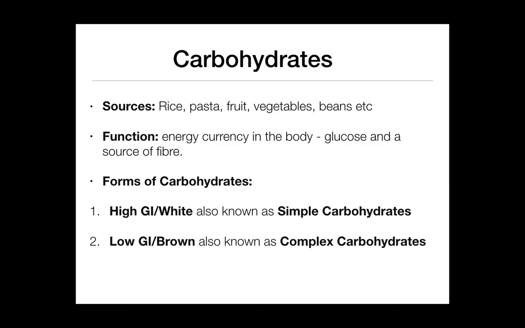So there are different forms of carbohydrates. We've got your high GI, which is high glycemic index, which means it's got a high amount of sugar, also known as white or simple carbohydrates. And then we've got your low GI, so low glycemic index, generally known as brown, and also known as complex carbohydrates. So they generally contain fiber and they release their sugars slower than the high white simple carbohydrates.